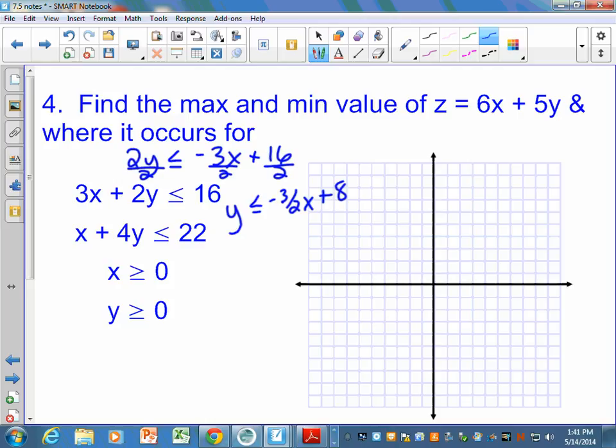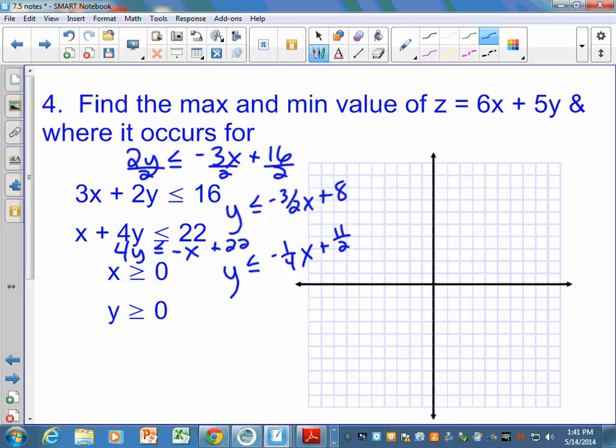And if I'm going to put this one in slope-intercept form, I would have negative x plus 22, and divide by 4 would become negative 1/4 x plus 22 fourths, which would be plus 11 halves, or that's 5 1/2. And x is greater than 0, y is greater than 0.